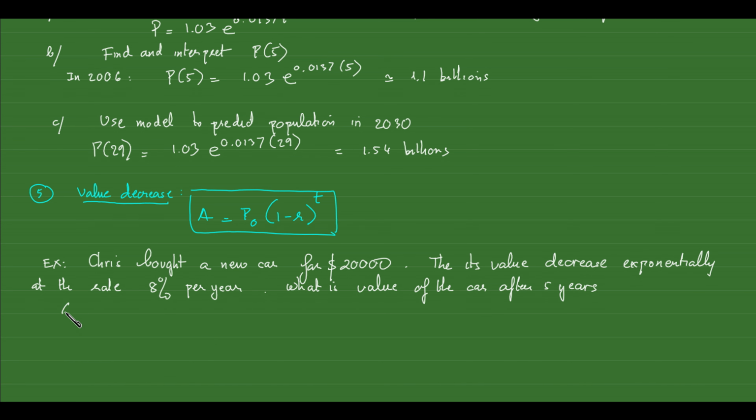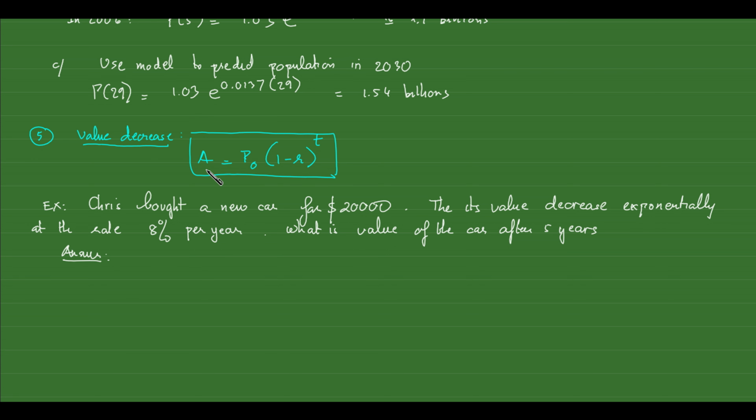Alright, so we're going to use this formula. The initial value is this, and we want to find A. So it will be 20,000 as the initial value times 1 minus 0.08 raised to the 5th power. If we go ahead and calculate this out, 0.92 raised to the fifth power, which is only $13,181.